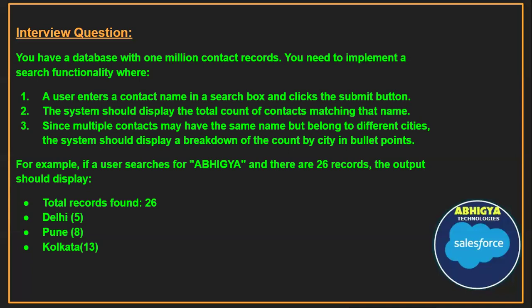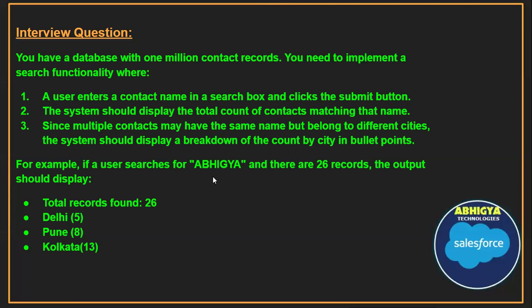And the main thing here is that we have to differentiate by cities. With the same name, there are different contacts in different cities and different states. So we have to display the breakdown city-wise, in bullet points, meaning radio buttons. We have to display it with radio buttons.